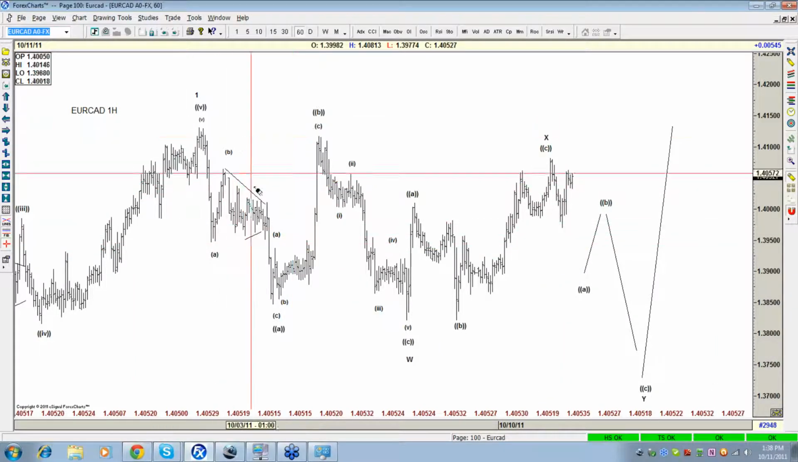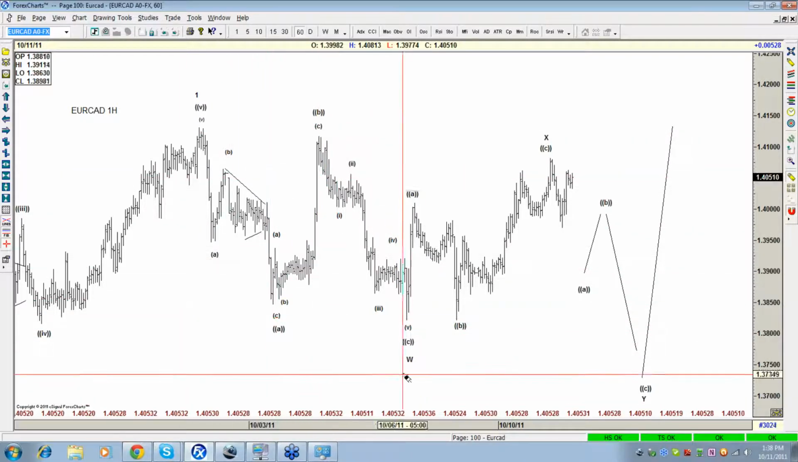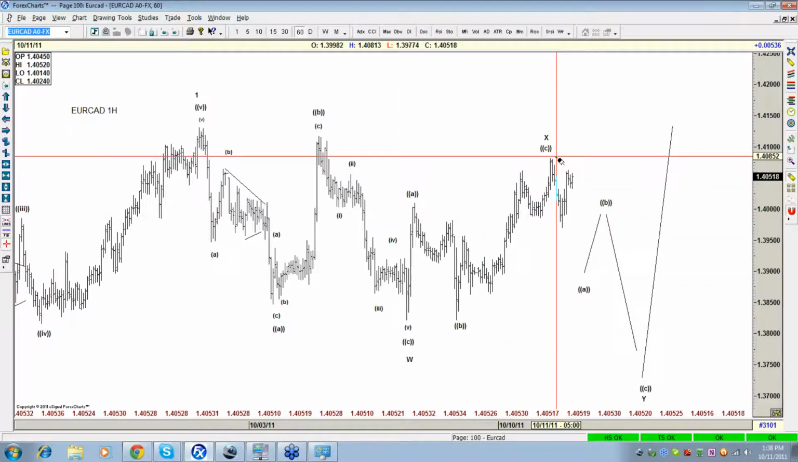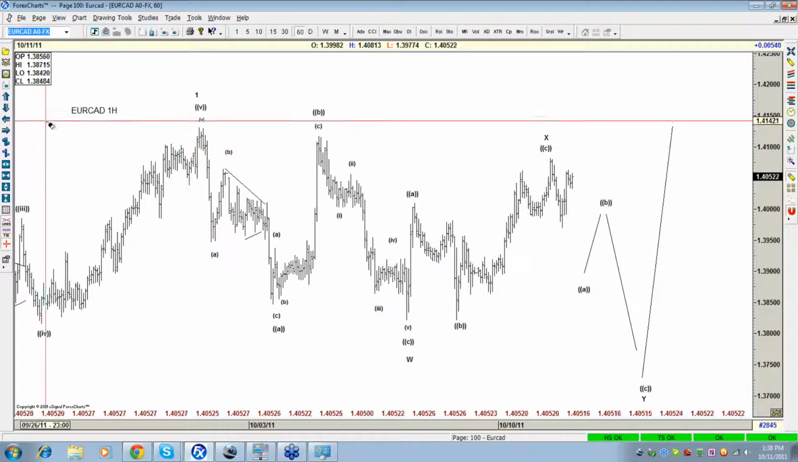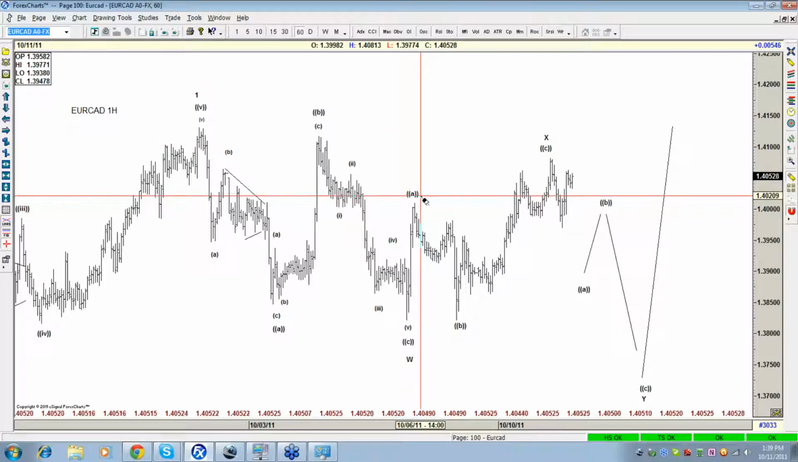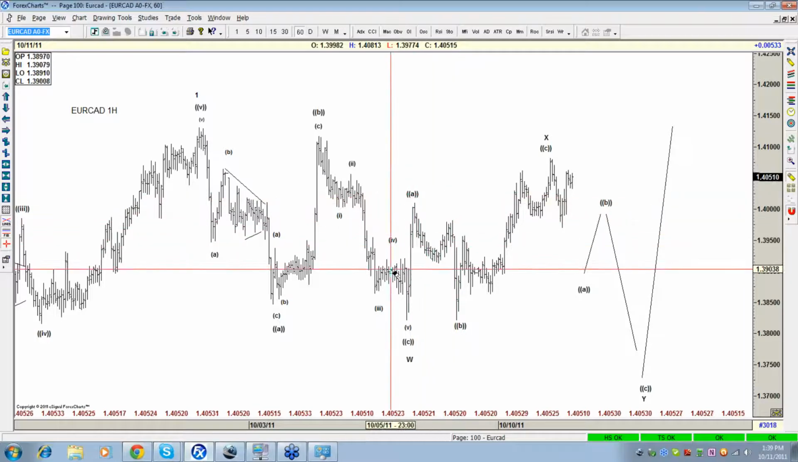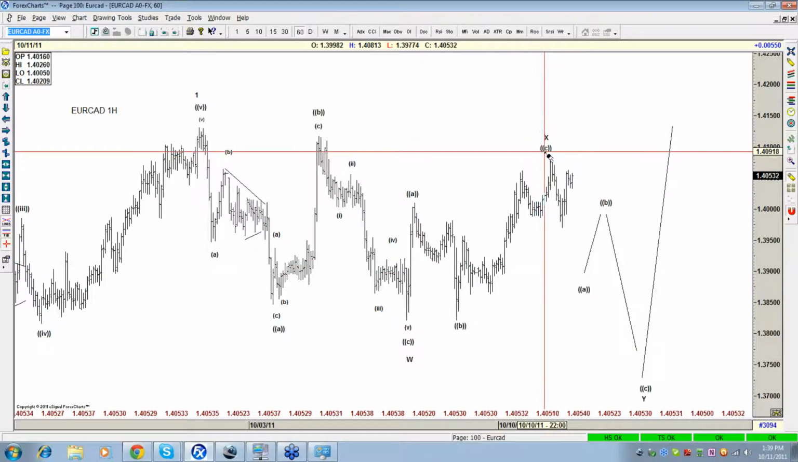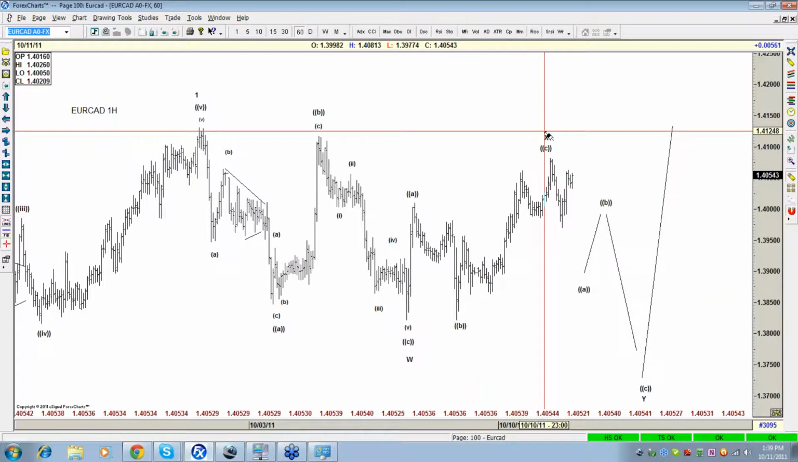Look, A, B, C, A, B, and a C in a flat. 3 waves back, and now you see 1, 2, 3, 4, 5 should trade lower. And that's something also telling me to be careful with the euro. We see all those things and we correlate the market. And then you got a flat down here, another flat down here in this area.